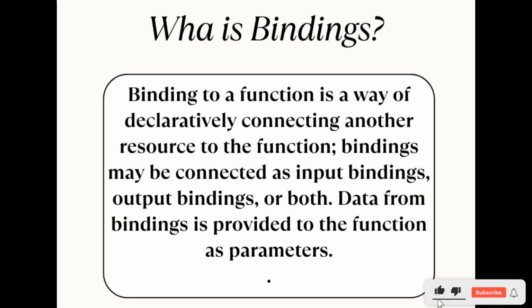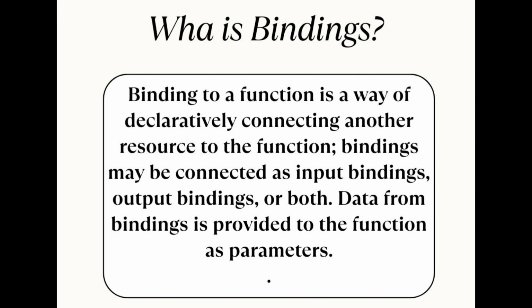So, what is binding? Binding to a function is a way of declaratively connecting another resource to a function. Bindings may be connected as an input binding, output binding, or both. For example, consider you want an Azure Function to be triggered whenever a message is added to a particular queue. So what you do is create an Azure Function with the Azure Service Bus queue binding. That binding will be an input binding.